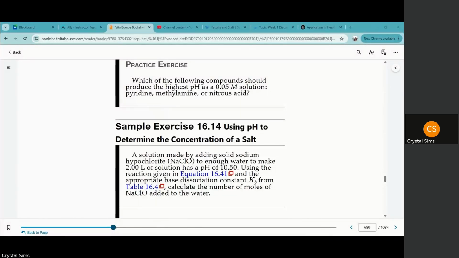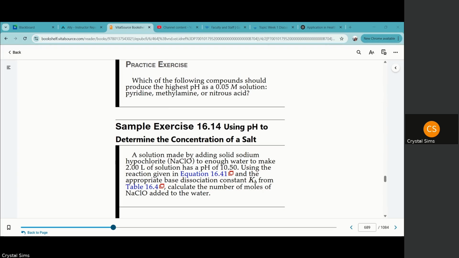Moving right along, we get to sample exercise 16.16, page 698 in your textbook, where we can use pH to determine the concentration of a salt. So, in this problem, we have a solution that we made by adding solid sodium hypochlorite to water, and it has a pH of 10.50.